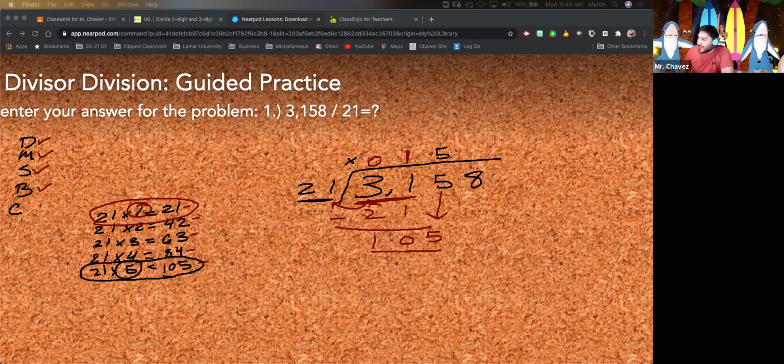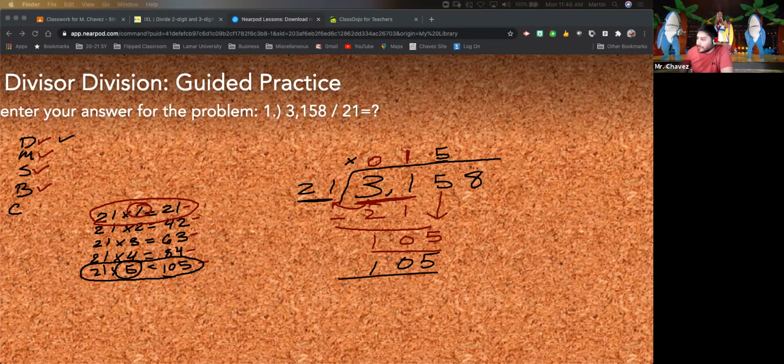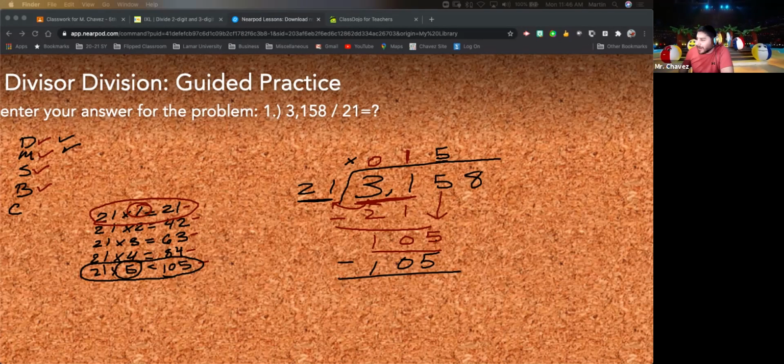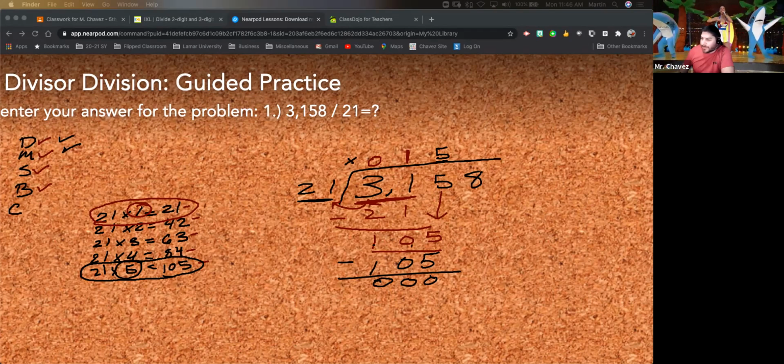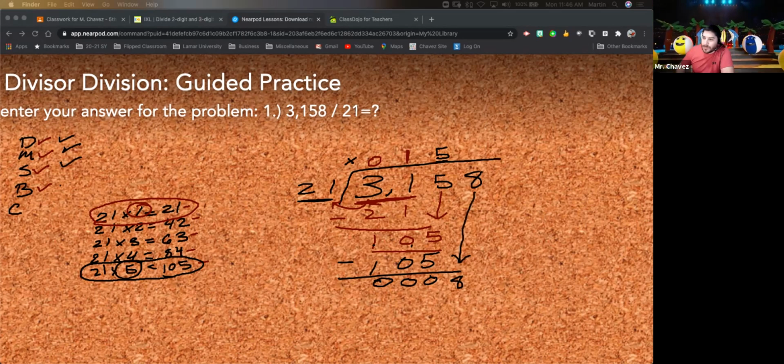So I'm going to put the 5 right here. So I divided, check. And we're going to multiply 5 times 21, 105. I already multiplied. So now we're going to subtract: 5 minus 5, 0, 1 minus 1, 0, 1 minus 1, 0. It's already subtracted. Next step, bring it down. Boom.